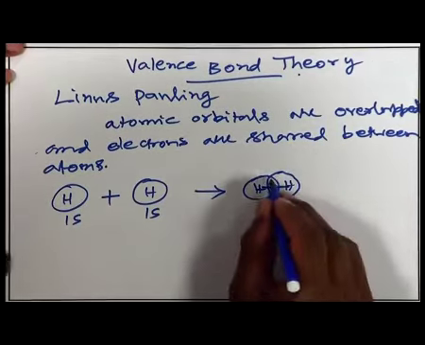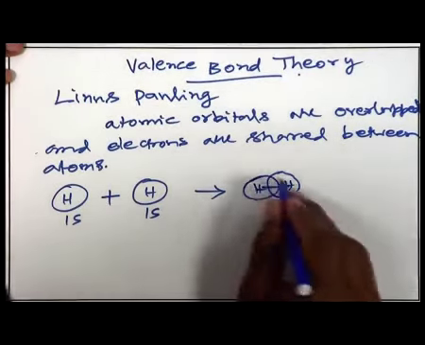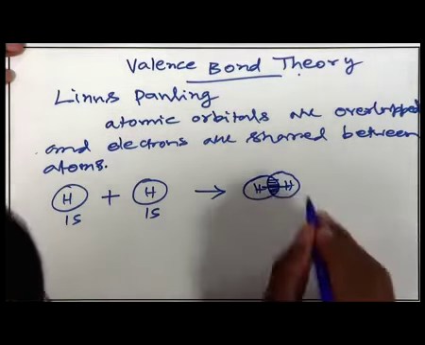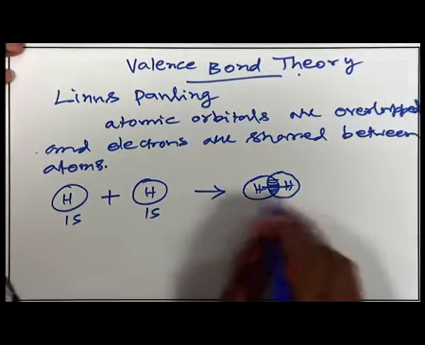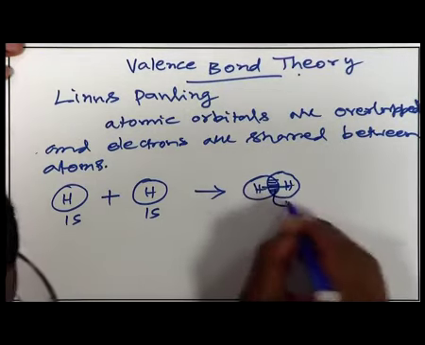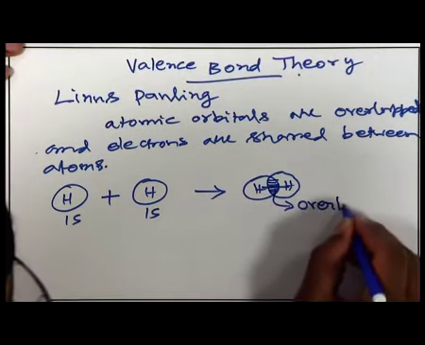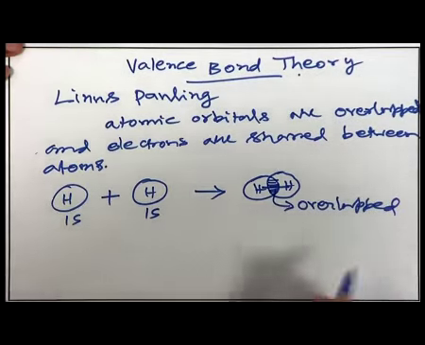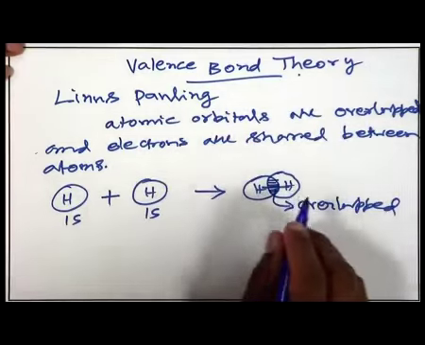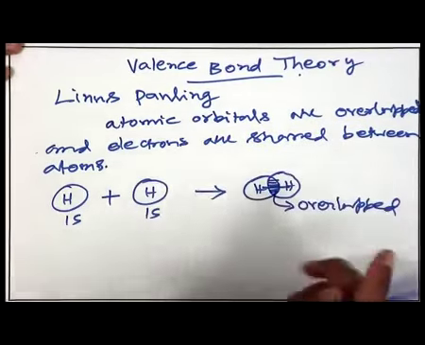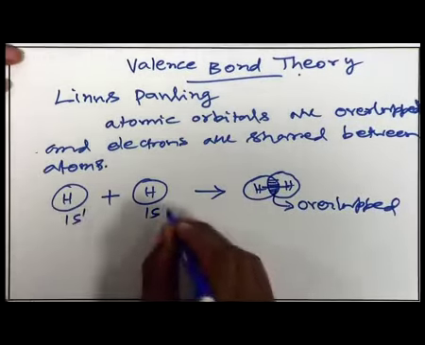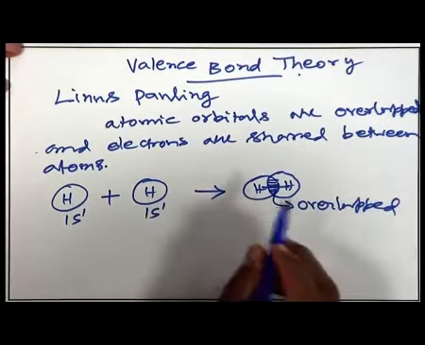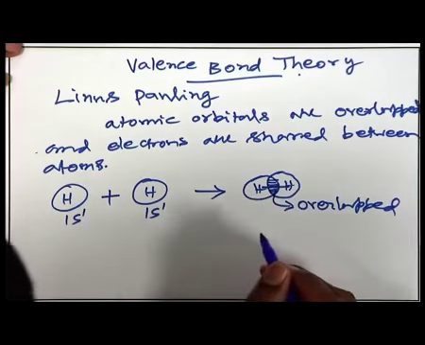Now, you see here the two orbitals are written in such a way that there is an overlap of the orbitals. This portion is called the overlapped region. Because of the overlap of the atomic orbitals, bonds are formed. It has one electron and it has 1 electron, so there are 2 electrons between the 2 hydrogen atoms.